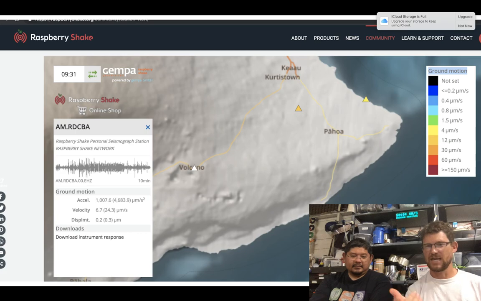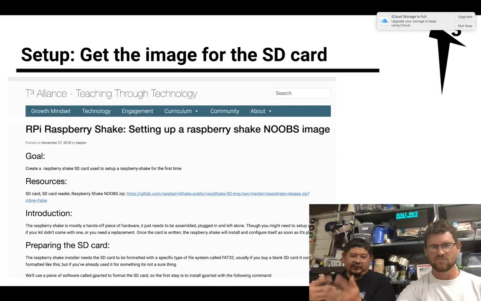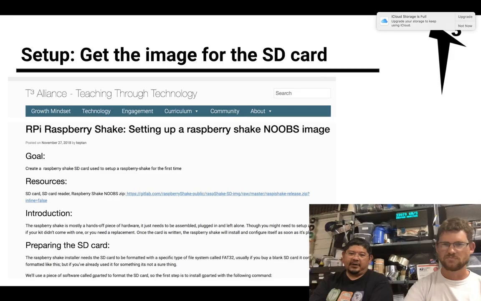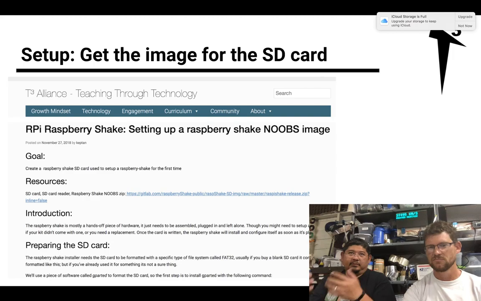Is that pretty much it? That's pretty much it. Everything is open source. You can develop your own software if you want, but there's a lot of software out there on the internet that will let you play around, be a hobbyist, locate your own earthquakes in your local community, or do whatever else you want.